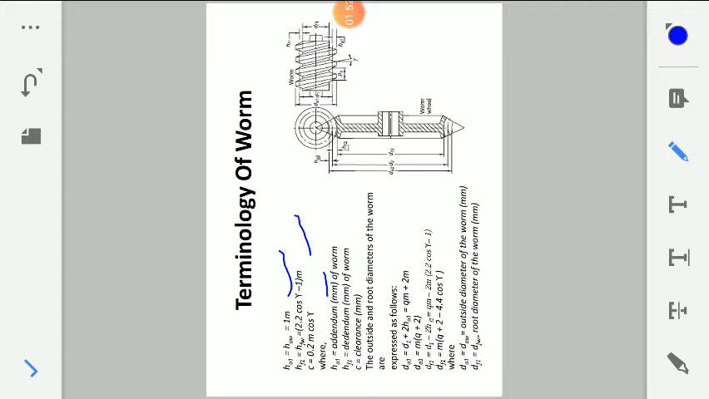Then we can find out the addendum circle. Addendum circle is pitch circle diameter plus twice the addendum. So it becomes quotient into module plus twice the module. And dedendum circle is pitch circle diameter minus twice the dedendum. That is quotient into module minus twice module in bracket (2.2 cos of lead angle minus 1).